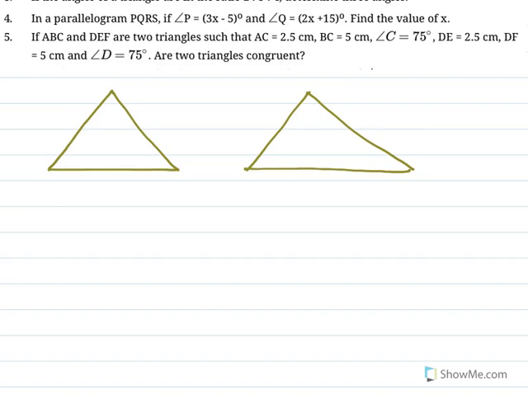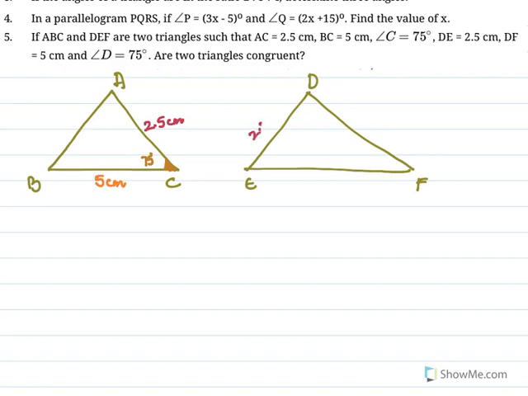ABC and DEF are two triangles. So ABC, DEF. AC is 2.5, so we have 2.5 centimeter, and BC is 5 centimeter. Maybe we write it in another color. So this is 5 centimeter. Angle C is 75. So here is angle C, 75 degrees. Then in the other side we have DE is 2.5.